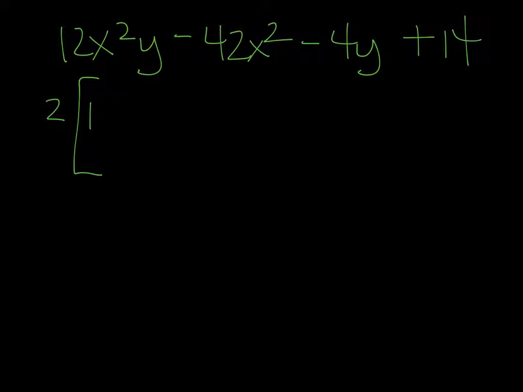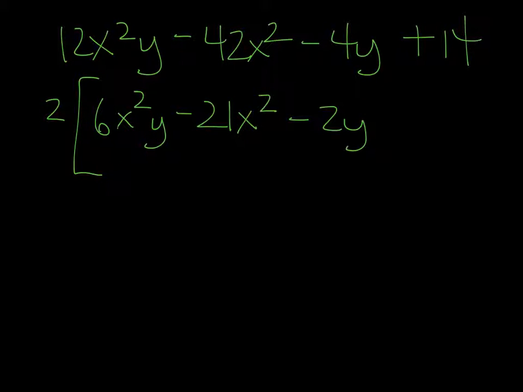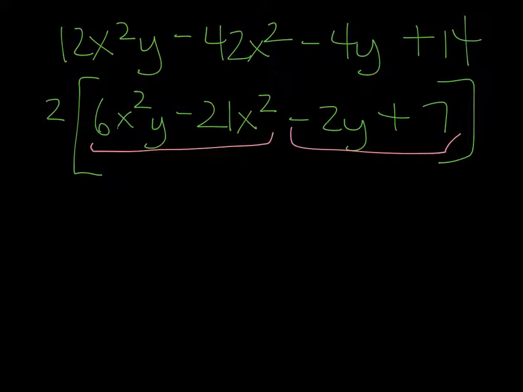and I get 12x squared. Nope, sorry, I don't get 12x squared. I forgot to take the 2 out. I get a 6x squared y, minus 21x squared, minus 2y, plus 7. All right, so I took out the GCF. Now the next thing we're going to do is see, is there anything that the first two terms have in common and the last two terms have in common? Okay, so let's try it.